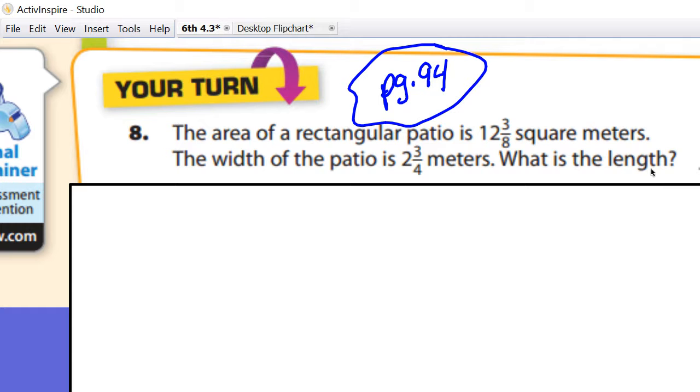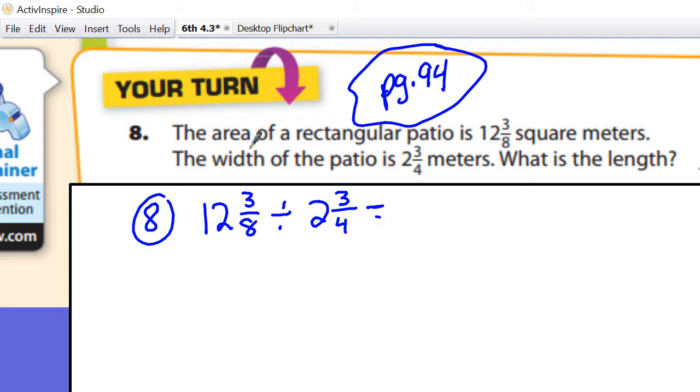and if you need a review of this, you should examine page 93. When it comes to area problems, if you know the length and the width, it's a multiplication problem. But if you know the area and only one of the dimensions, it's actually a division problem, where you divide the area, in this case, 12 3/8. That's the area. You divide that by the other known dimension. In this case, it's the width, which is 2 3/4. If you divide the area by the width, you will find the length.